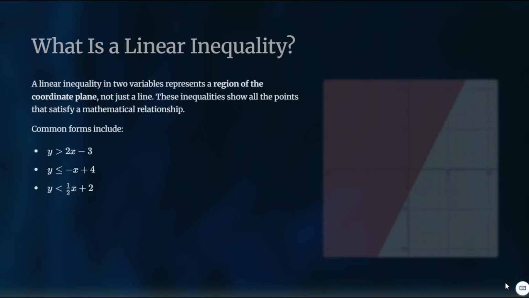A linear inequality in two variables represents a region of the coordinate plane, not just a line. These inequalities show all the points that satisfy a mathematical relationship. So for instance, you could have y is greater than 2x minus 3, or y is less than or equal to negative x plus 4, or y is less than x over 2 plus 2.